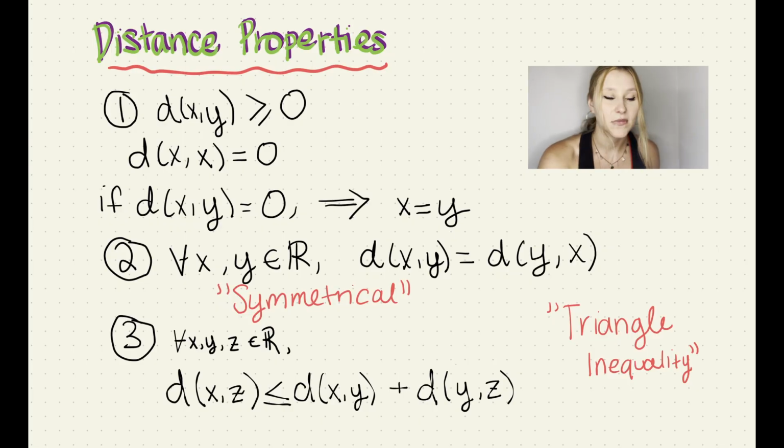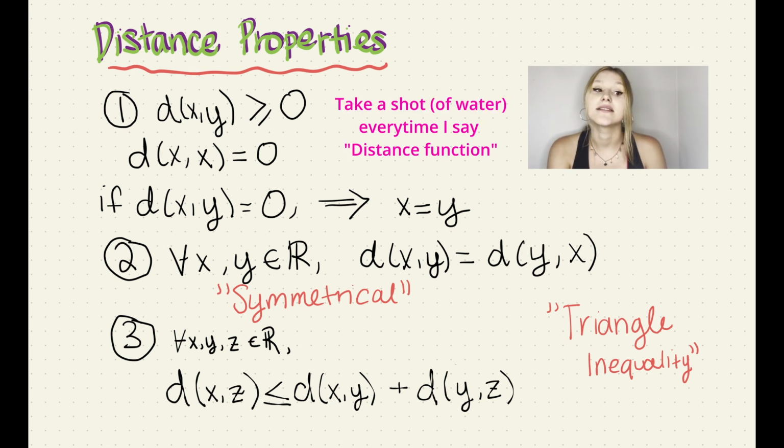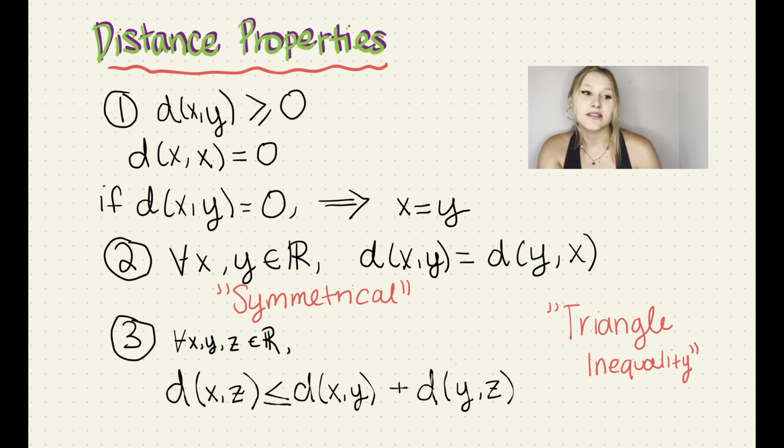And quickly, here are 3 properties of what a distance function must have. So the distance function needs to be positive or 0. The distance function between x and itself is going to be 0. And if the distance function is 0, that implies that x is equal to y. Second property, for all 2 points, x and y, in the real space or a set X, whatever, the distance function between x and y is the same as the distance function between y and x. And this property is typically called symmetry.